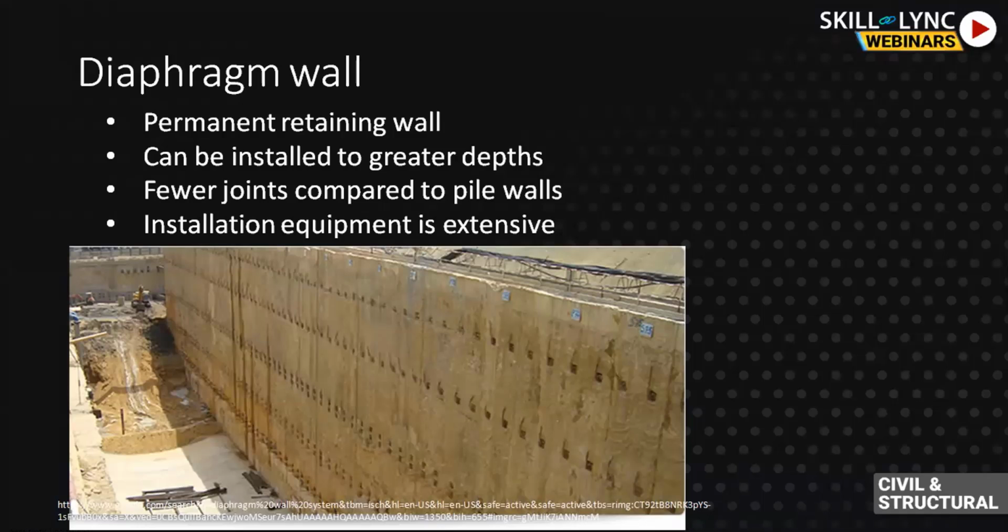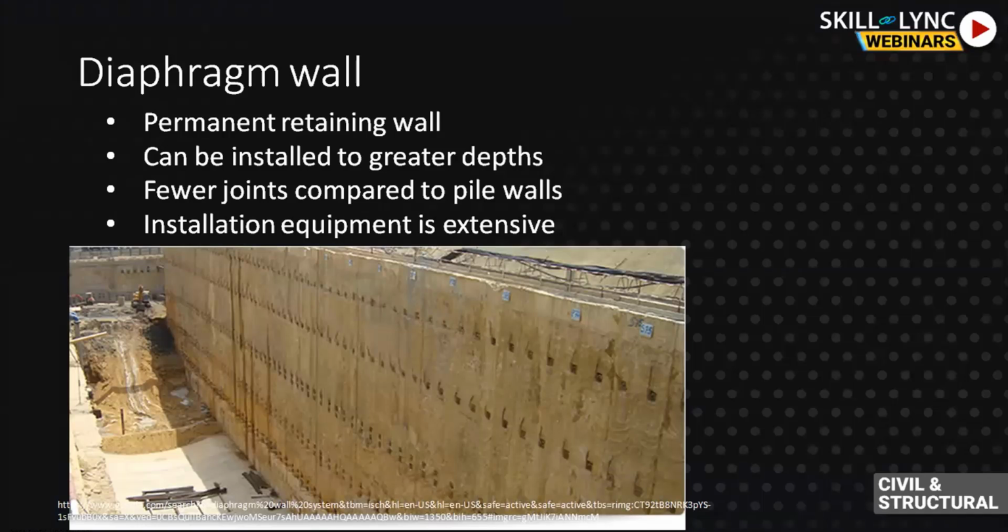Generally there are prop systems. We will be discussing those things, like it can be strutted and anchored. But when it comes to a permanent system, the slabs are constructed as prop systems. So the same D wall can be used as a permanent structure wall. For a diaphragm wall, you can go for deeper depth, and very few joints are required compared to other embedded retaining walls.